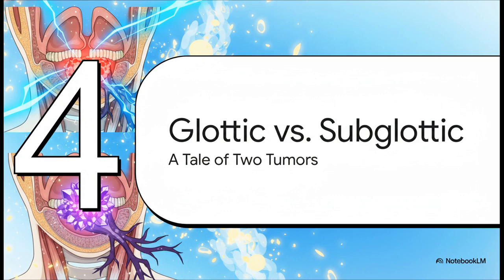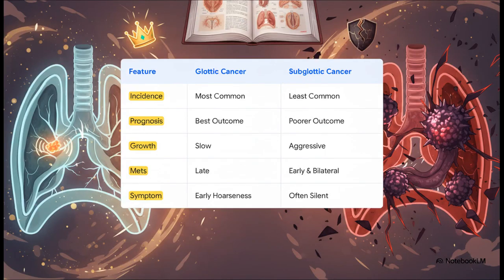Okay, so we're moving down from the aggressive supraglottis. Now let's talk about the tale of two very different tumors, those that arise from the glottic and the subglottic regions. I'm telling you, their behaviors could not be more different. Man, this comparison is pure gold for your boards prep.